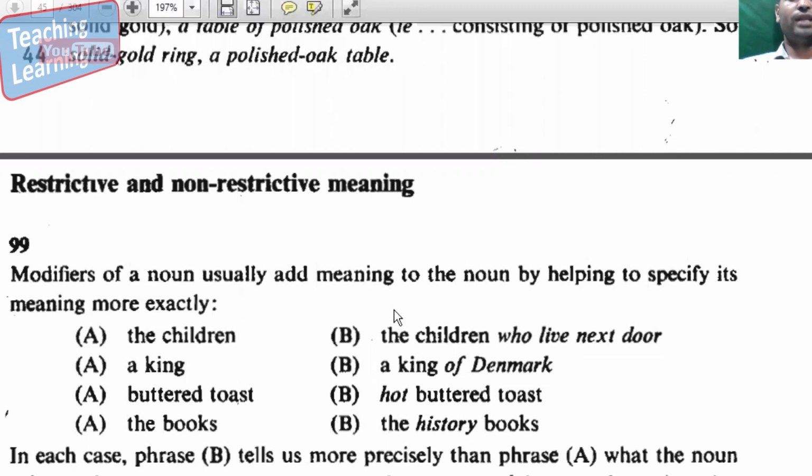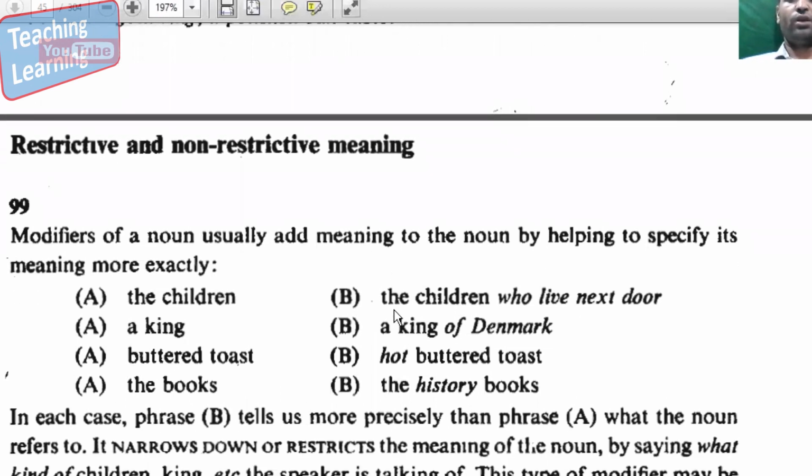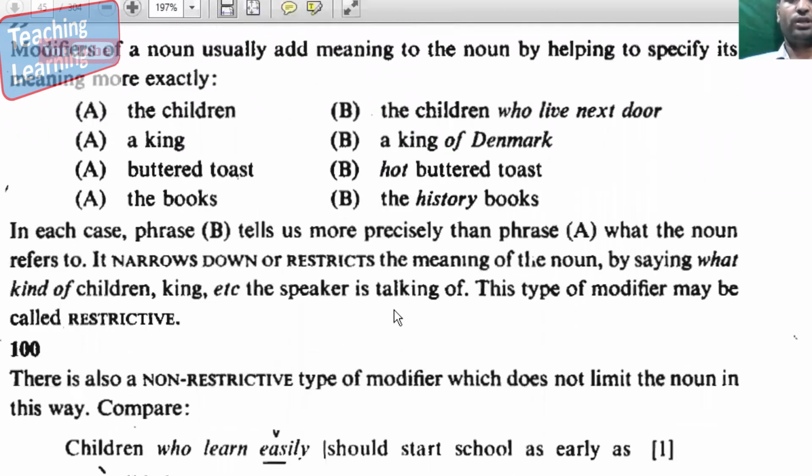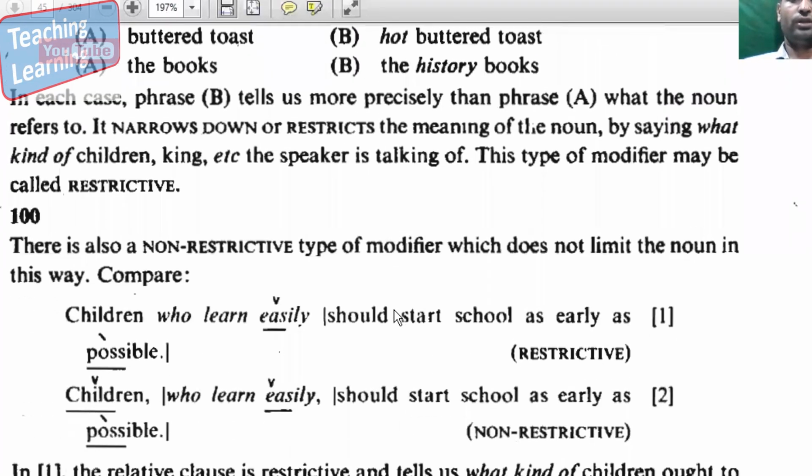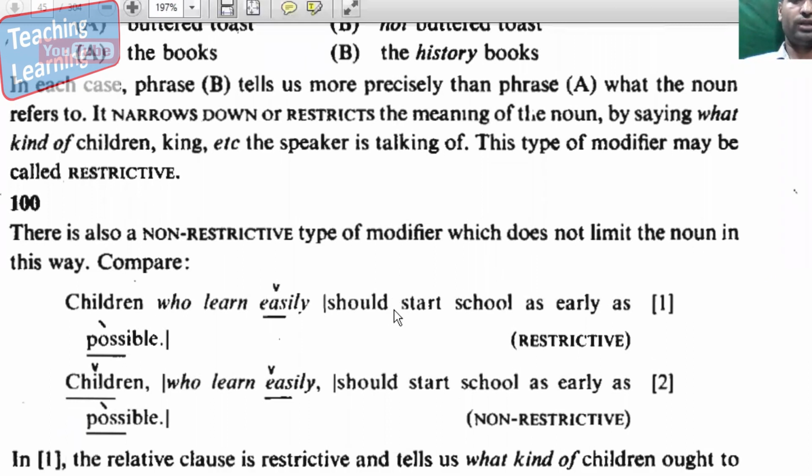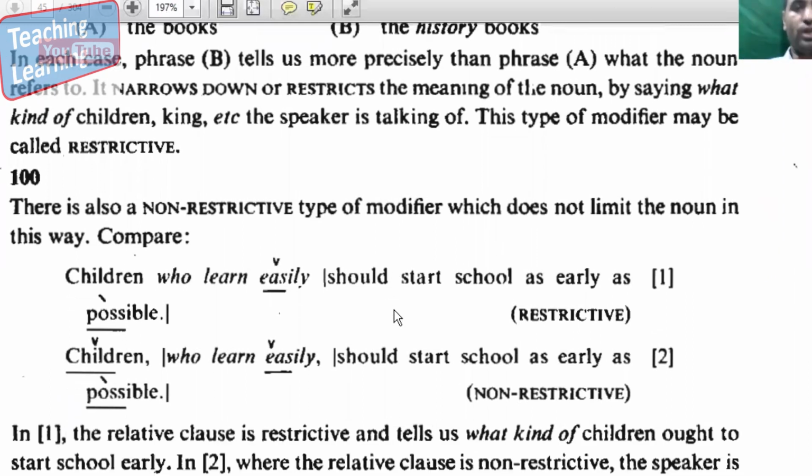Okay, we check that one. The children who live next door. A king of Denmark. Buttered toast, hot buttered toast. The books, the history books. Children who learn easily should start school as early as possible. The children, who learn easily, should start school as early as possible. The first one is restrictive, the second one is non-restrictive.